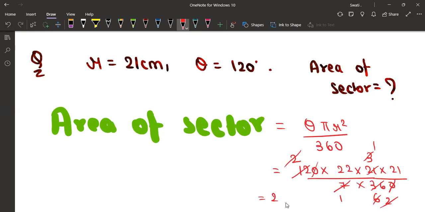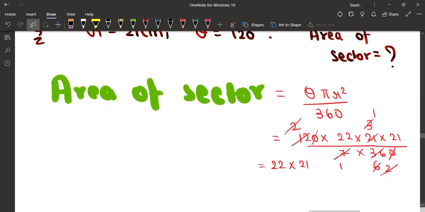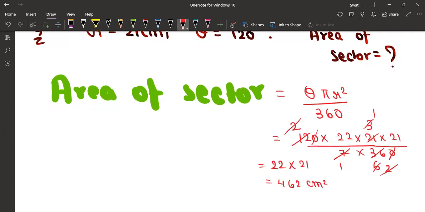So what are we getting? We are getting 22 times 21. And what is 22 times 21? If you simplify this, it will become 462. So therefore, this will become 462 centimeter square. All right, now we can go to the next question.